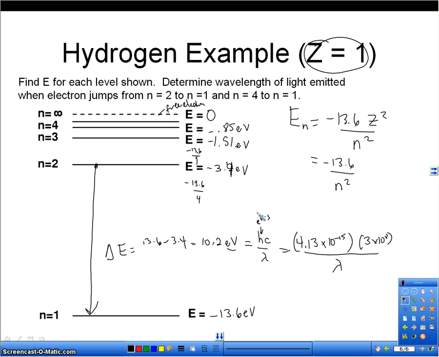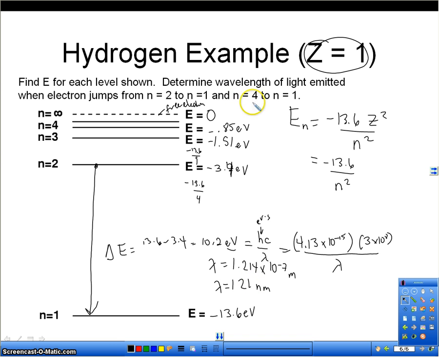So I'll do 4.13 times 10 to the minus 15 times 3 times 10 to the 8th, and then I'll divide by 10.2. And that gives me a wavelength of 1.214 times 10 to the minus 7 meters. Okay? Which is about 121 nanometers. So that is not something we can see. 121 nanometers is not a wavelength that we're going to be able to visibly see, it's in a different range. It's shorter than what we can see, so it's going to be in the ultraviolet range.